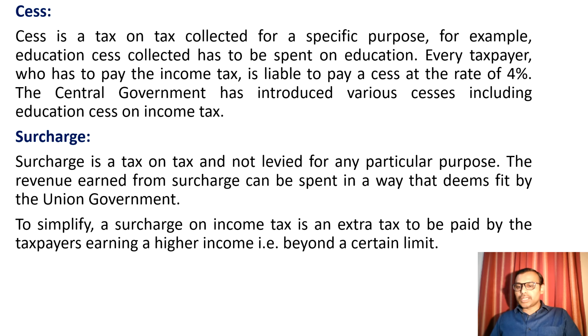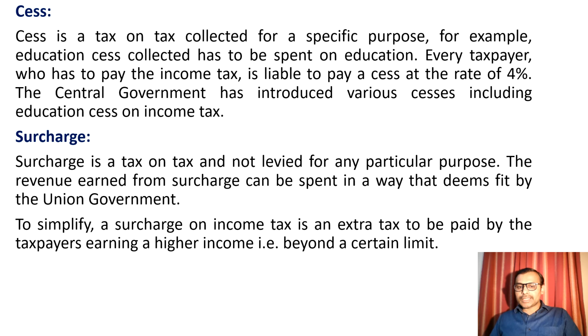Okay. Next, surcharge. Surcharge is different, cess is different. Surcharge will be paid only by the high net worth individuals who earn more income. Suppose, for example, 50 lakhs and above. If your income is 50 lakhs and above, then you have to pay the surcharge extra. Surcharge is a tax on tax and not levied for any particular purpose. The revenue earned from the surcharge can be spent in a way deemed fit by the union government. Government can decide where to spend that money.